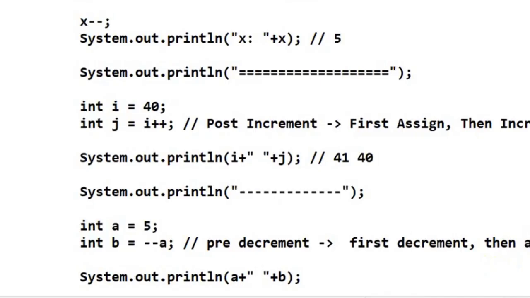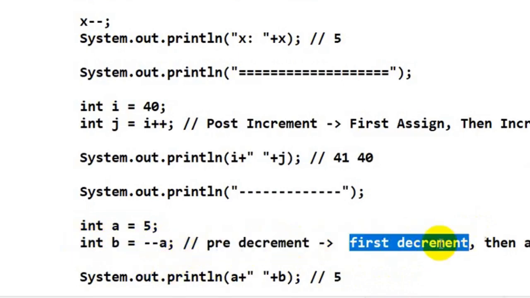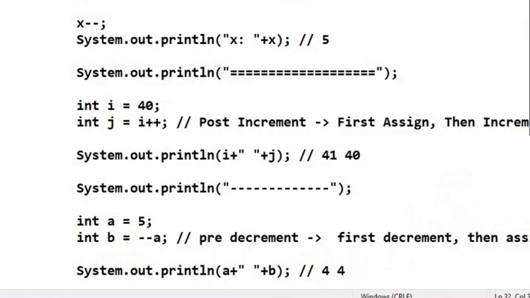Then assign. So now a value is 5 as of now. Perfect. And now assigning will happen from RHS to LHS only. Minus minus a is pre-decrement. First decrement. Whose value should I decrement? I have to decrement the value of a only. So a value will become 4, and then assign. So what is my a value? 4. After decrementing, I have to assign it to b. So both the outputs will be 4 and 4. Very good.